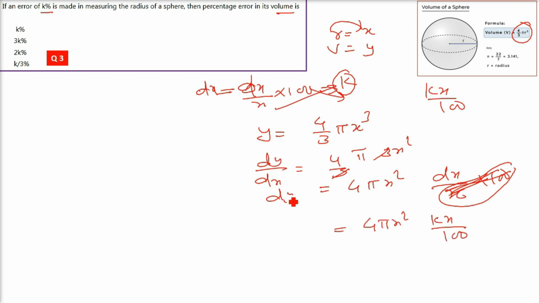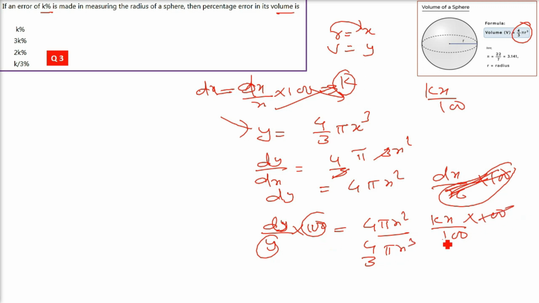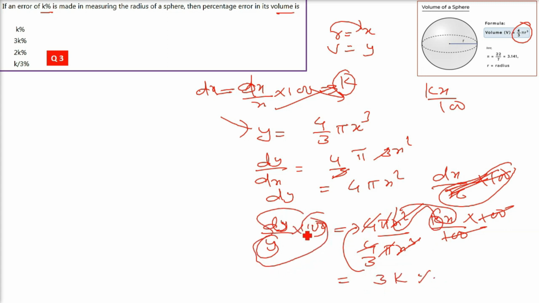Okay, now we have this dy or delta y. Now dy by y into 100 has to be computed. That is what we are interested in. So you have to have 100 multiplied on the right hand side and y divided on the right hand side. As I told you, y is already 4 by 3 pi x cubed. You can place it right now. Cancel 100, cancel x cubed. The pi goes, 4 vanishes, 3 goes up. K is still there, so 3k. So dy by y into 100, that is the percentage error in its volume, is 3k% if an error of k% is made in measuring the radius of a sphere.